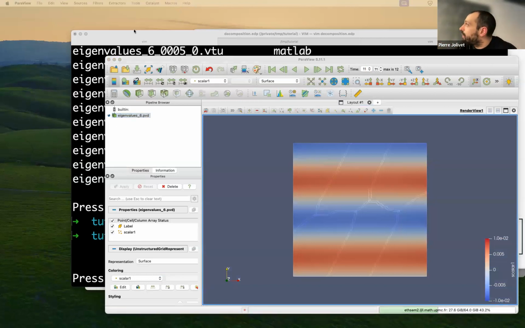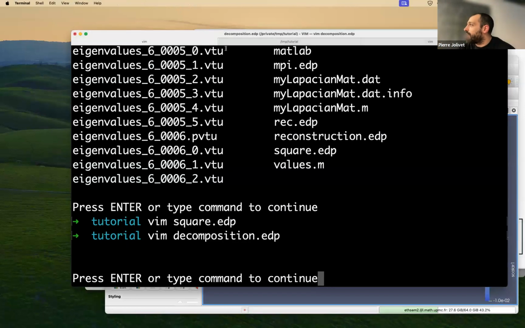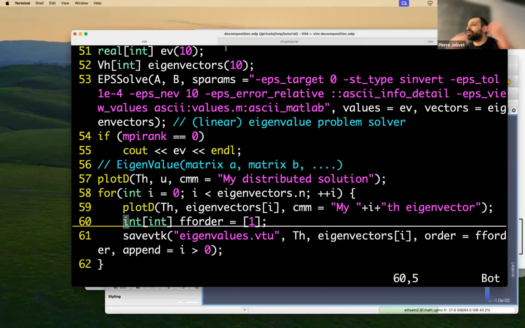So now the goal is to make exactly the same, but this time on a centralized mesh. So the same centralized mesh as in the beginning. Okay. So this requires a little bit of changes in the script, but that's no big deal.